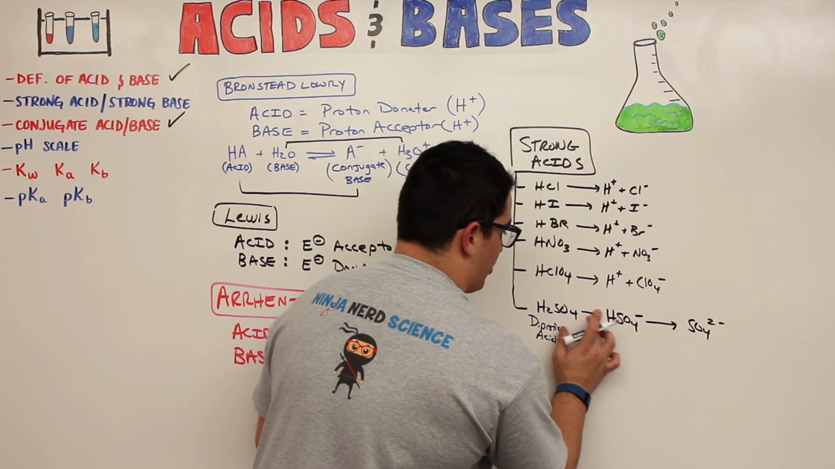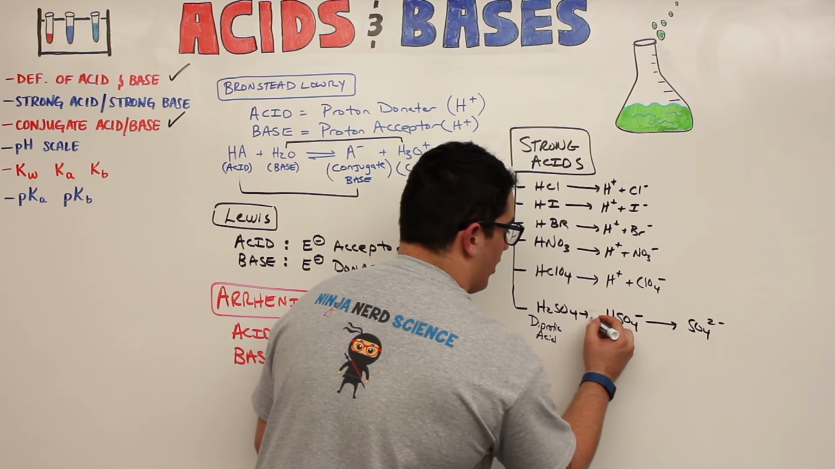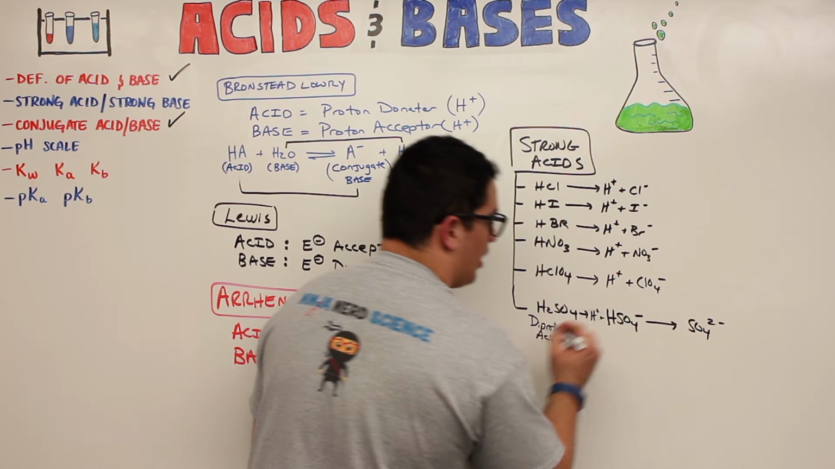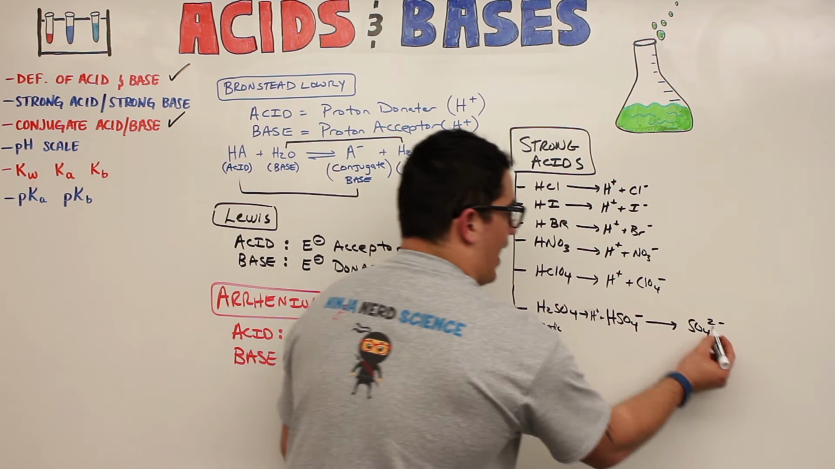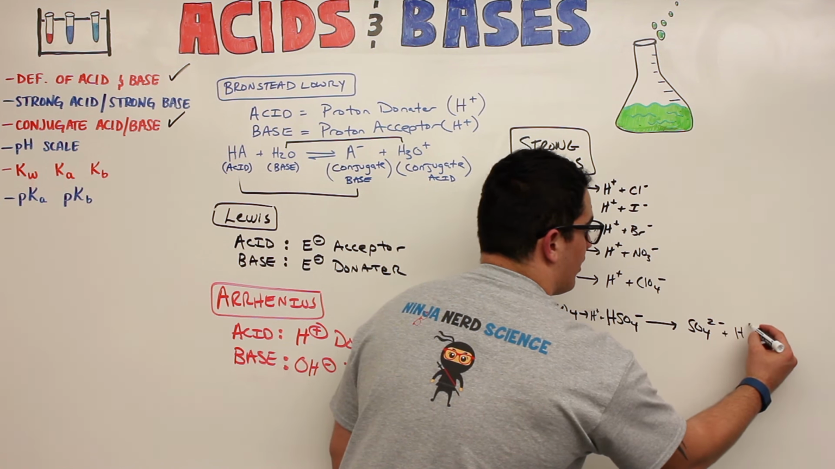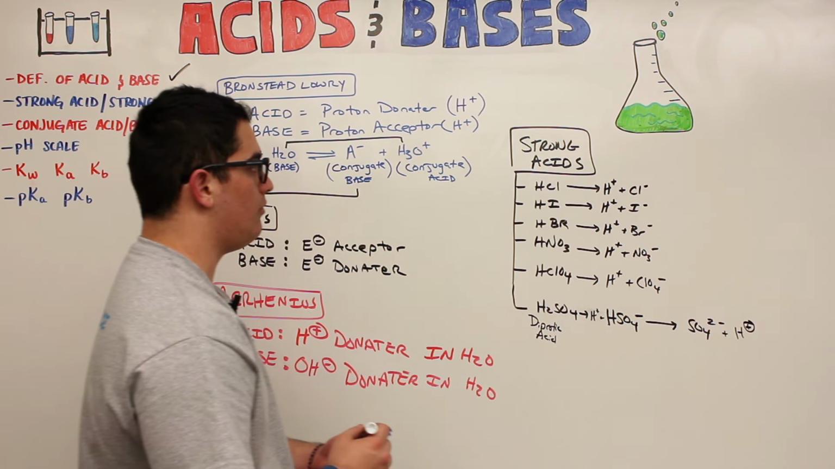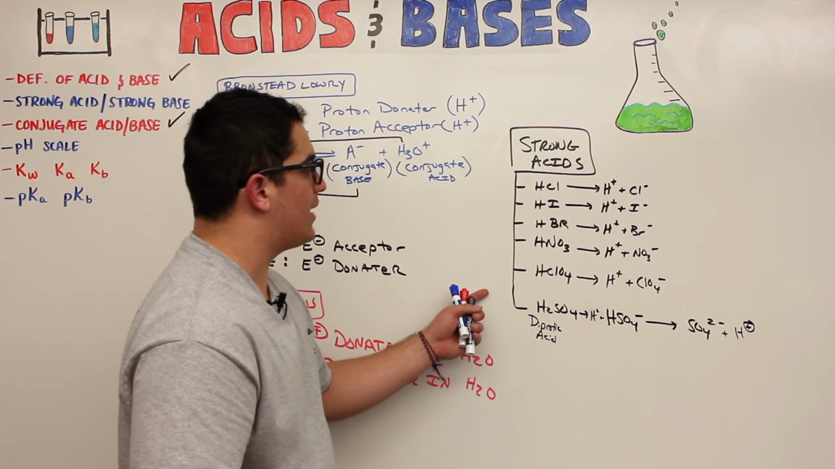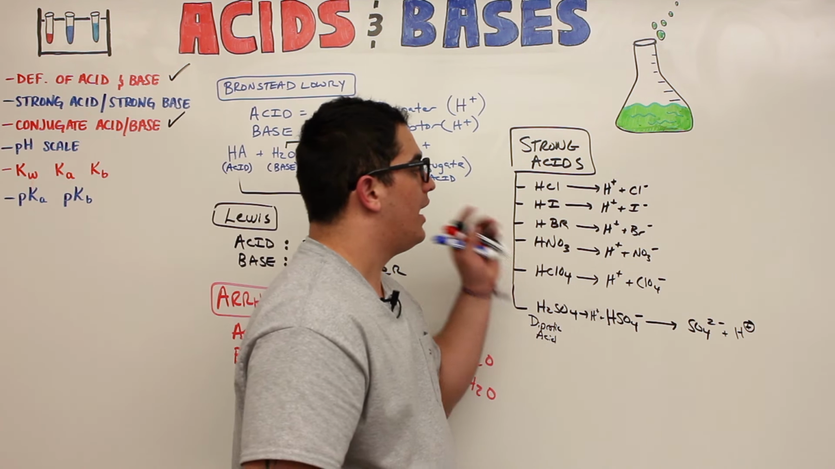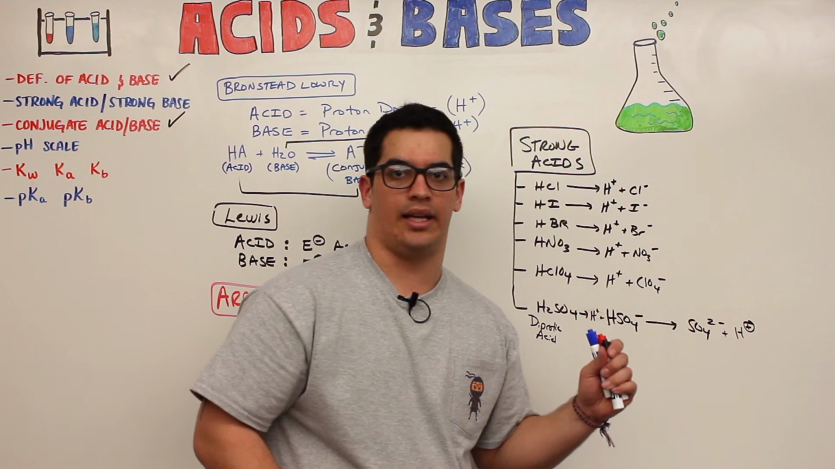So what we give up, we should actually show the H+ in there. So again, it would react here and give you H+ and this guy. Then this would react even further and produce sulfate and H+. Okay? So again, these are 6 strong acids, and the reason why they're strong acids is because they dissociate completely.